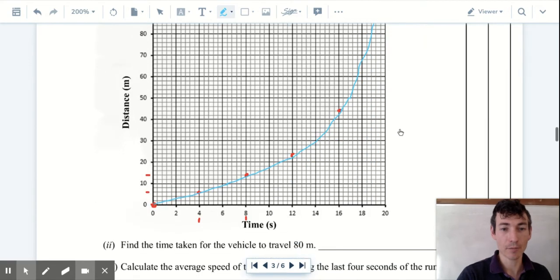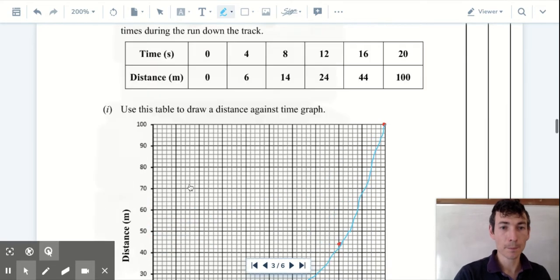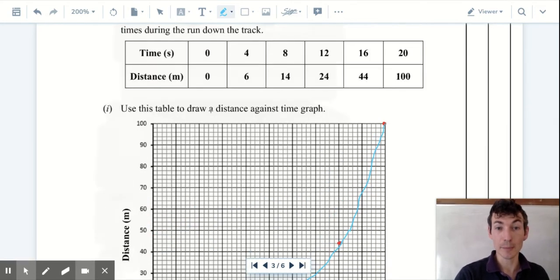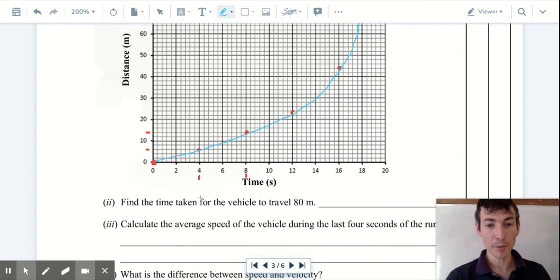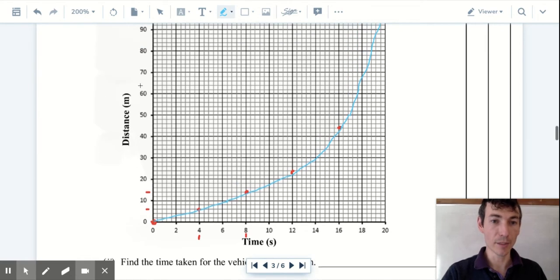Right then. So we've used the table to draw a distance against time graph. That's done. Now we need to find the time taken for the vehicle to travel 80 meters. We just have to use our graph to do this. So we need to find our distance. Where is 80 meters? Well, there it is right there.